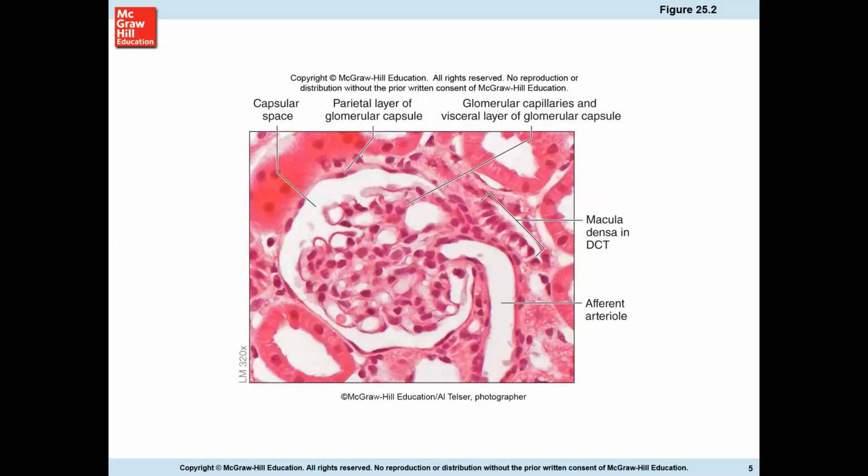This is a histology of a renal corpuscle. So again, you're going to see this in lecture. I'll talk about these parts physiologically in lecture. So this is very important. This whole conglomeration in here is the glomerulus.